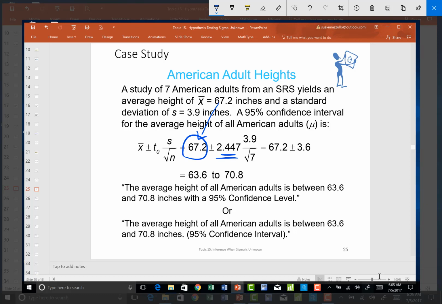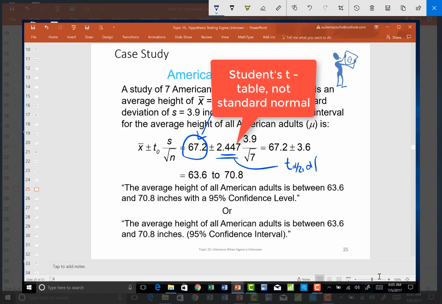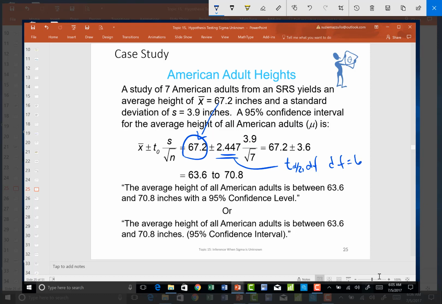This came from the t table. So this is for a 95% confidence level with degree of freedom of 6. And we take this, we multiply it by the standard deviation from our sample, divided by the square root of the sample size. And that's where you got here. And so we get this confidence interval. Again, this technique works 95% of the time.